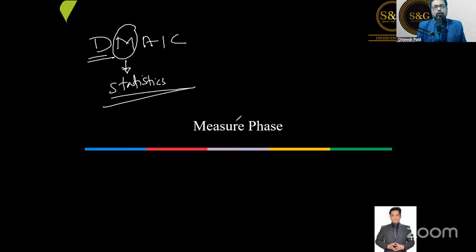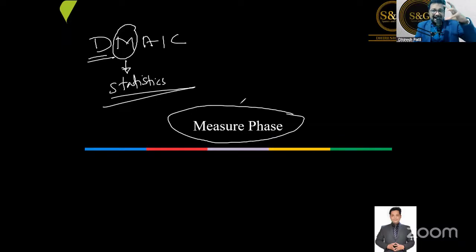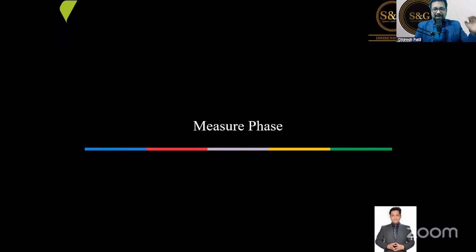So today we are going to talk about the Measure phase. The Measure phase is where we start collecting data about the problem and start dealing with it. So today we are going to focus on the Measure phase. This slide deck is exactly what is available in your Green Belt curriculum, and I am talking about that only.